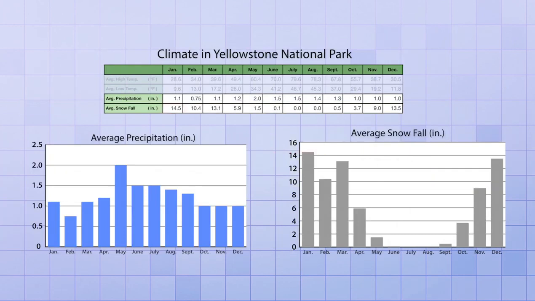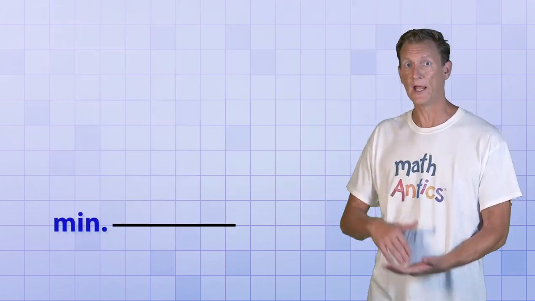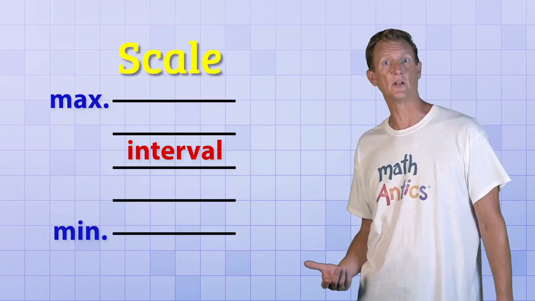Notice that these two different bar graphs have different number sequences or scales on their vertical axes. The rainfall graph starts at a minimum value of 0 inches and goes up to a maximum value of 2.5 inches, while the snowfall graph starts at 0 and goes up to a max of 16. Also notice that each graph uses a different size subdivision on the vertical axis. The rainfall graph has a division every 0.5 inches, while the snowfall graph has a division every 2 inches. The size of these subdivisions is called the interval of that axis. This combination of minimum value, maximum value, and interval form the scale of an axis.